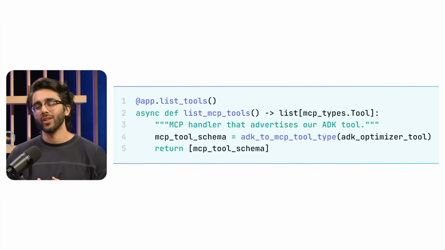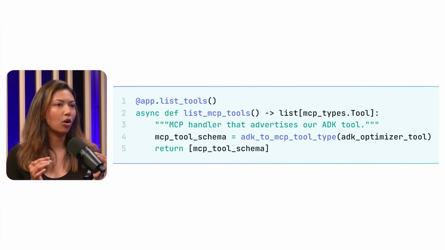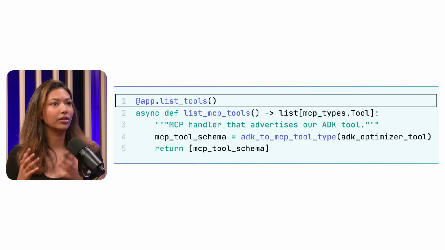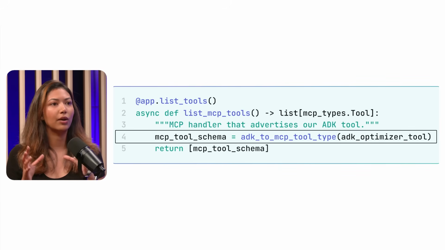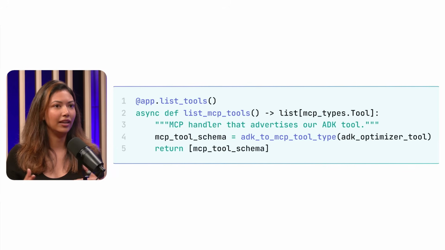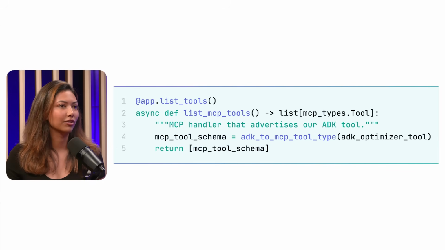For those of you who are listening, we're showing a code snippet on screen. It's a Python function called list_tools, and it has a decorator, app.list_tools. When an agent connects, it calls this function to ask, what tools do you have? Inside, we have a handy utility from the ADK to convert our internal optimizer tool into the standard MCP format. We then just return a list containing that tool's definition. It's like the server handing the agent its business card.